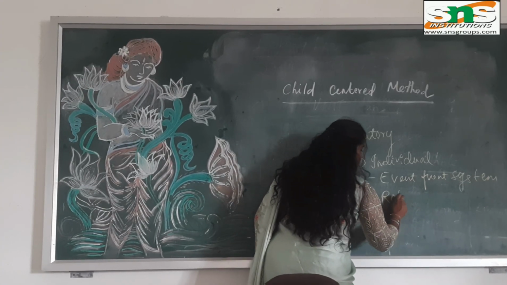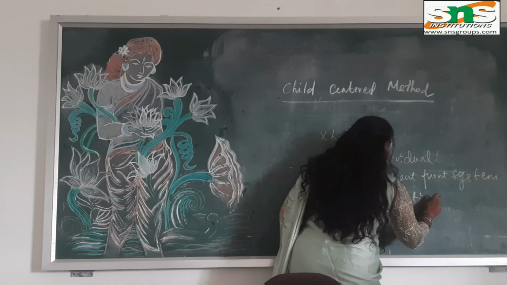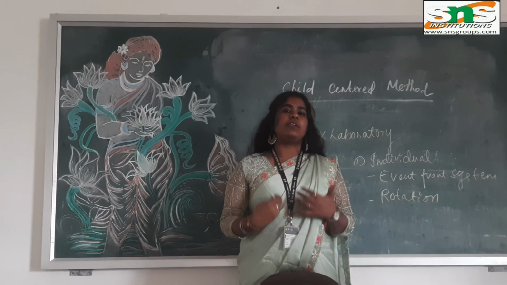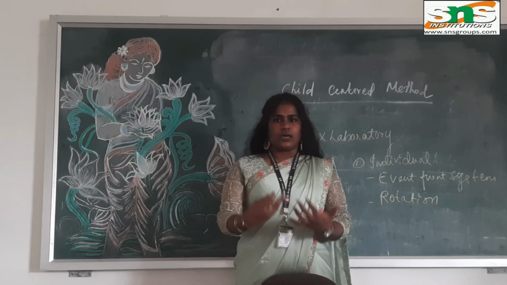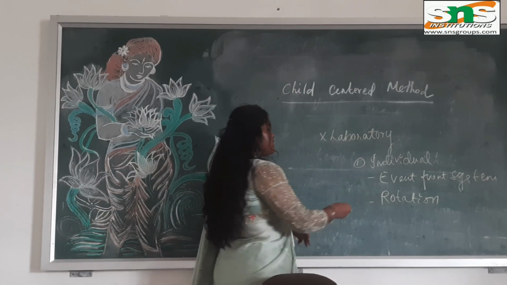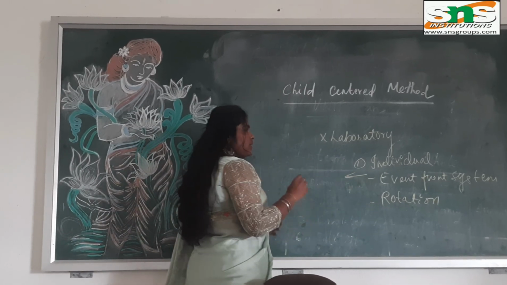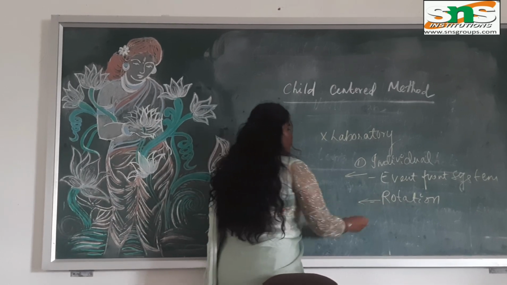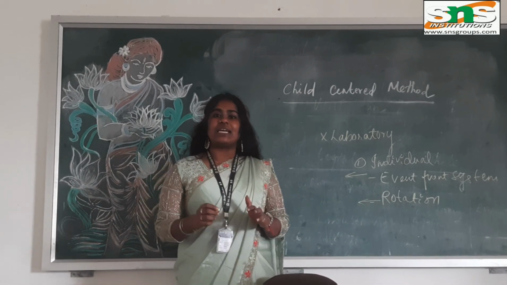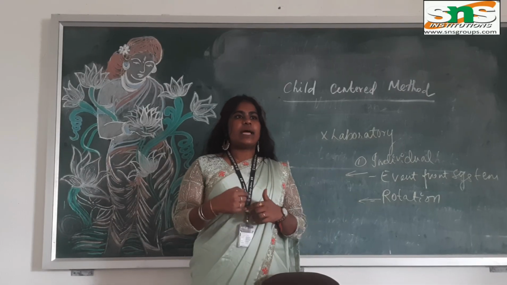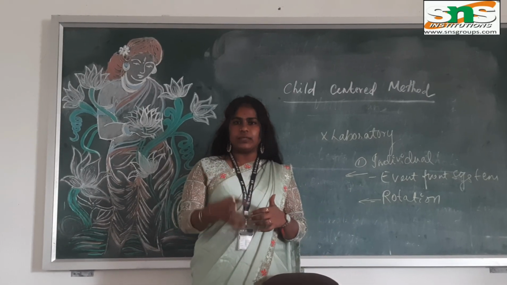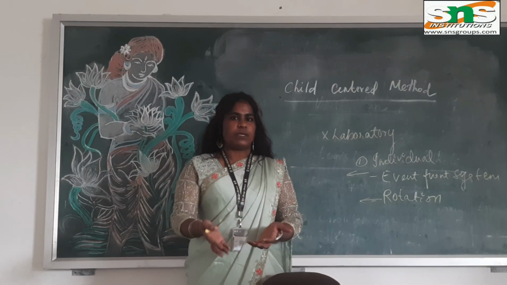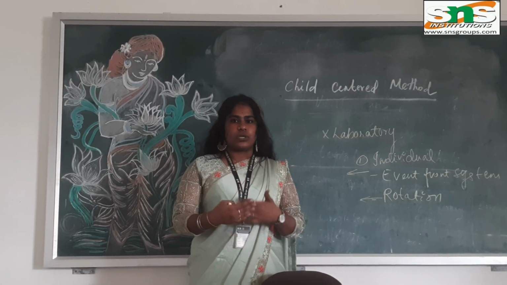In the event front system, the individual will actively participate in doing the experiment, and the student will get observations individually. Whereas in rotation, all the students will be assigned an experiment, so that after one student completes the particular experiment, the other student will come and do that experiment. So it will go rotationally.